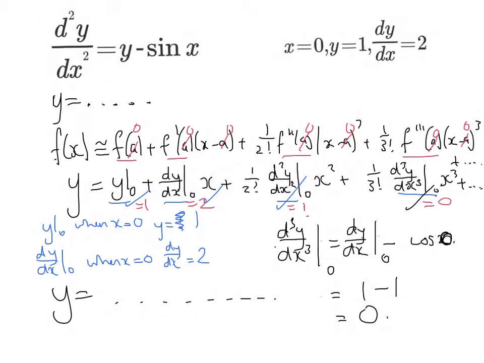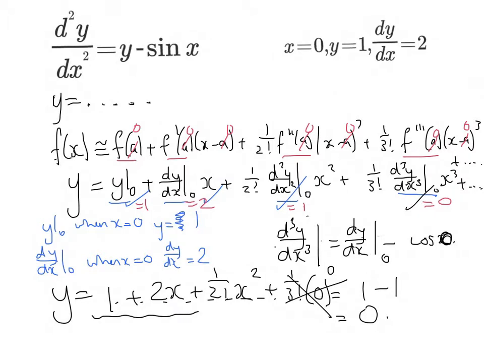So the bottom of my sandwich is y equals 1 plus 2x plus 1 over 2 factorial x squared plus 1 over 3 factorial times 0. So that bit goes, and I get this quadratic approximation to the solution. And if I knew what the true solution was, then I could plot this quadratic on top of that and see how similar they really are.